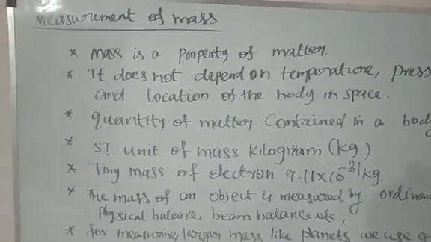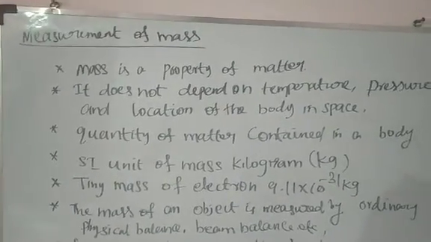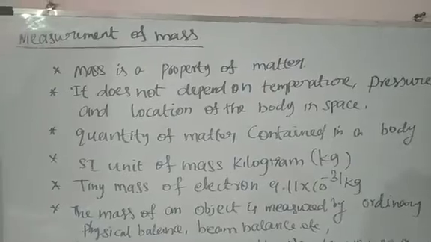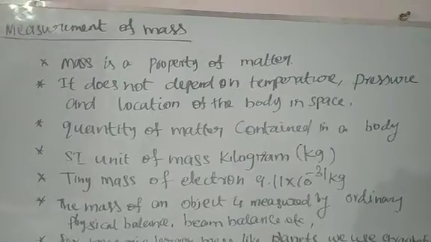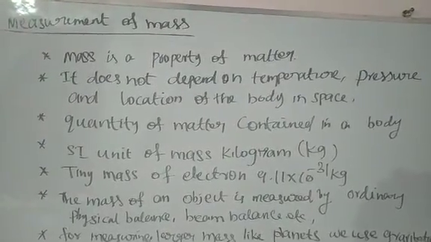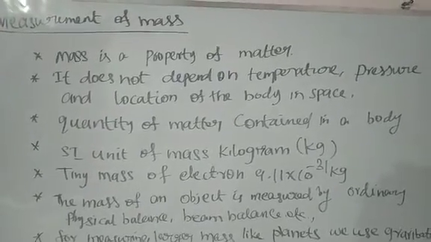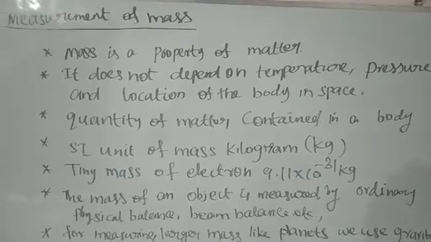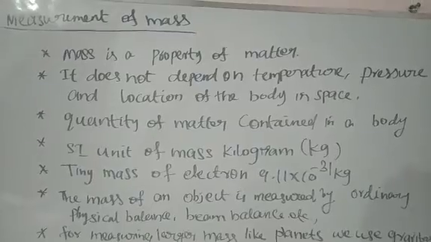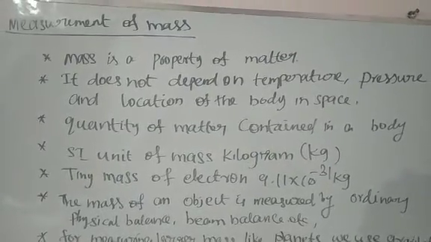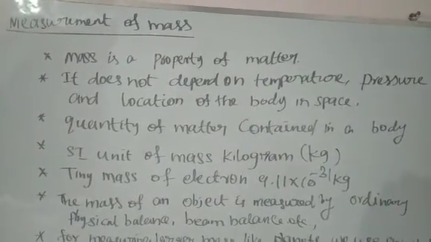Measurement of mass. Mass is a property of matter. Matter exists in three states: solid, liquid, gas. Mass does not depend on temperature, pressure and location of the body in space. That is the meaning: it remains the same and does not vary from place to place. Temperature applied on the body does not change the mass. Pressure applied on the body does not change the mass.